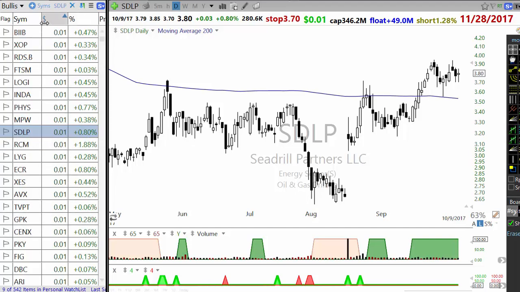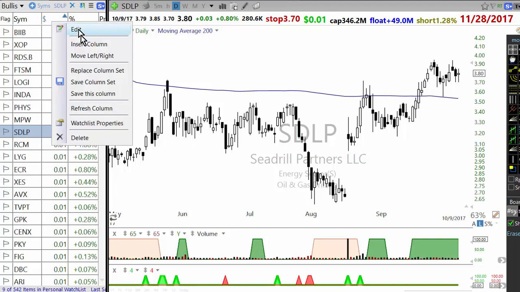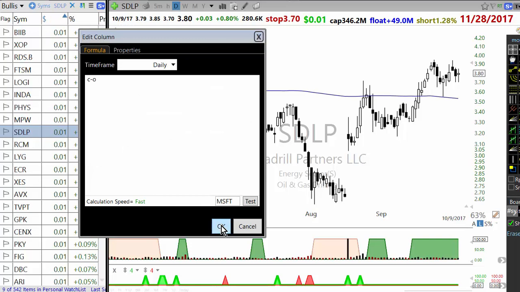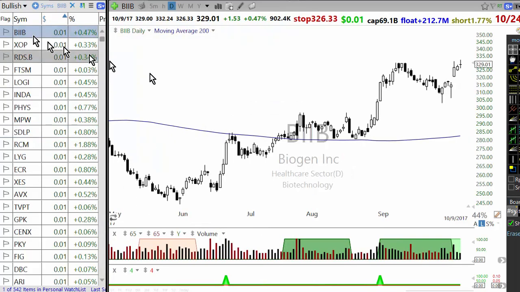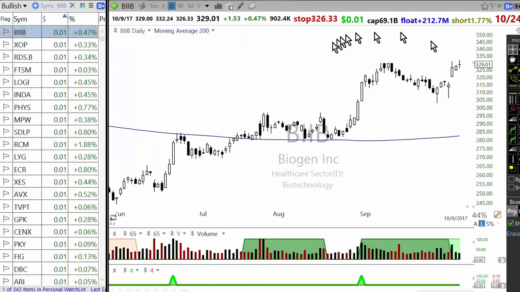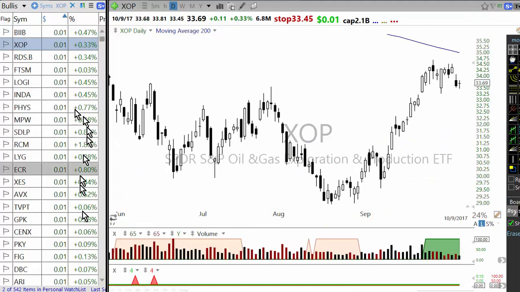Once I have this, I sort it by dollar, and dollar is basically C minus O, which is how much the stock is up compared to its opening price. So this stock was up 1 cent compared to its opening price, if you see here. So obviously, again, you get a lot more stocks.